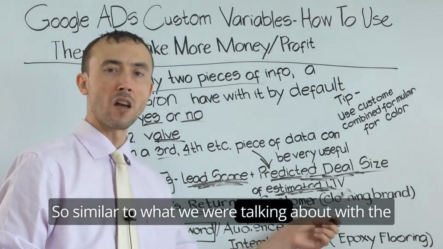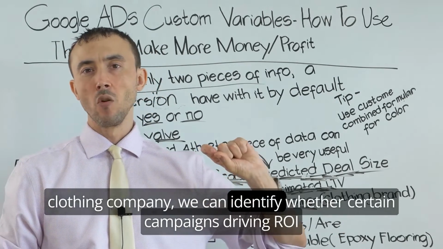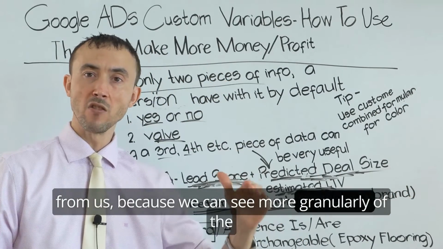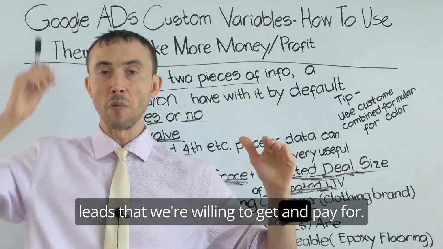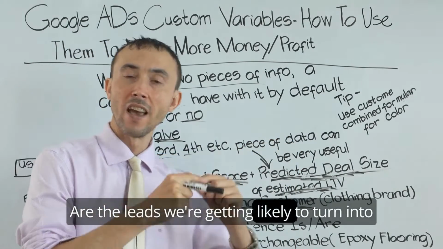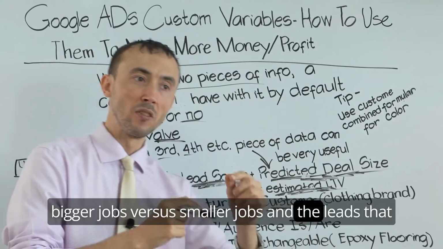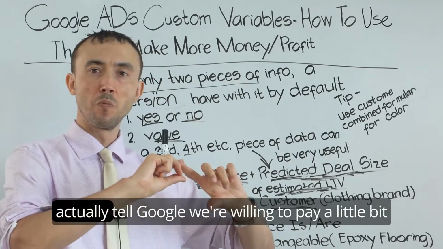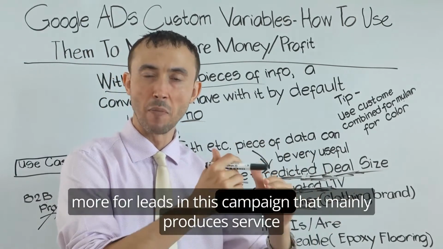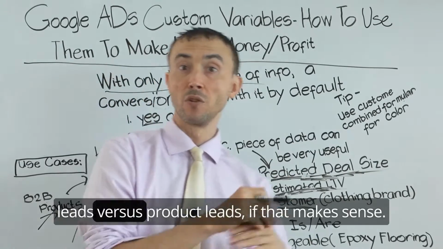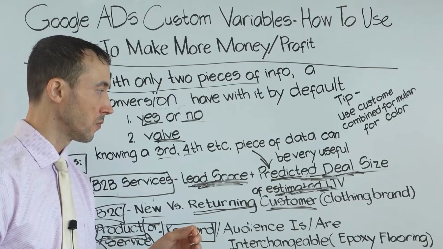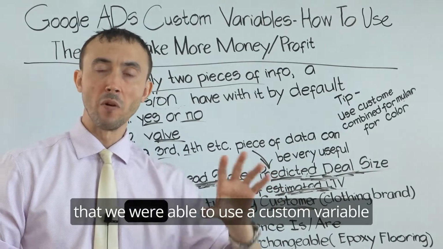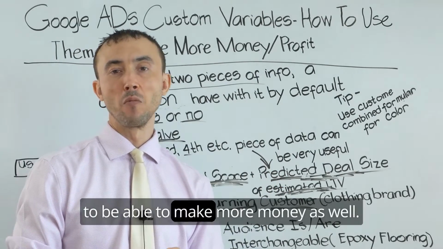Given a service-based customer is worth a lot more than a product-based customer, similar to what we were talking about with the clothing company, we can identify whether a certain campaign is driving ROI for us, because we can see more granularly, of the leads that we're willing to get and pay for, are the leads we're getting likely to turn into bigger jobs versus smaller jobs? And for the campaigns that are producing more of the service leads that are worth more, we can actually tell Google we're willing to pay a little bit more for leads in this campaign that mainly produces service leads versus product leads, if that makes sense. So that was a scenario where in the past we were able to use a custom variable to make more money as well.